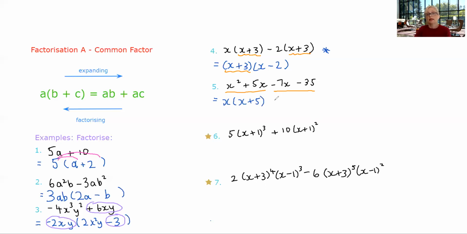Now, we could take out a positive 7, but then we're going to get minus x minus 5. If we take out a negative 7, what are we going to have in our brackets here? Well, negative 7 times x gives us negative 7x. Negative 7 times positive 5 gives us our negative 35. So we're in luck that we have a bracket that is a common factor. So we can bring that out the front. And our second bracket will need to be that.